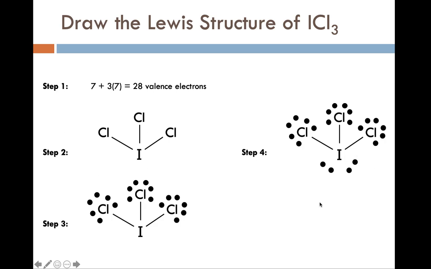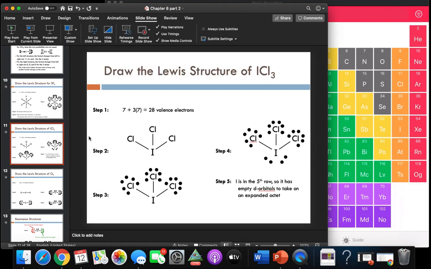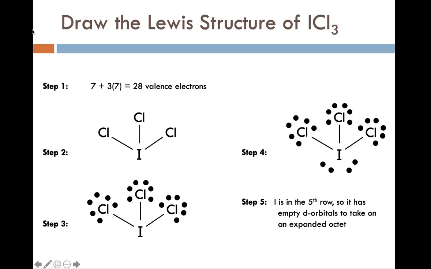But if we look at the periodic table real quick again, iodine's way down in the 5th row. So that's completely fine, not a big deal that iodine is that low in the periodic table. It's plenty low to take an expanded octet and have those d orbitals to help out.